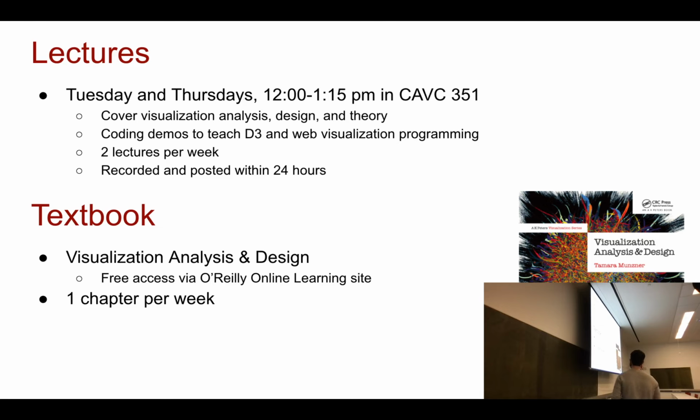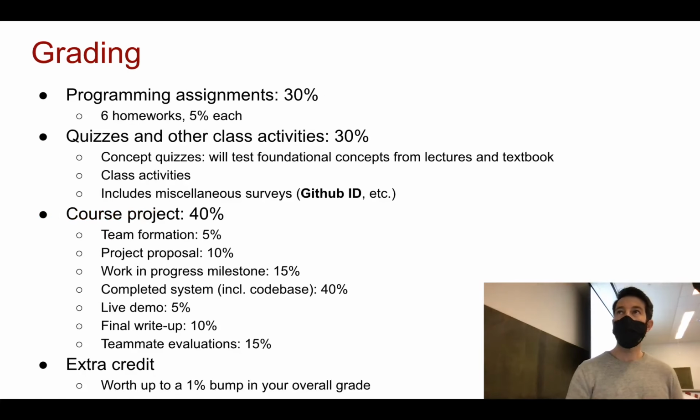Textbook. This is a really good introductory textbook, talking about some of the concepts and principles that underlie visualization. It's accessible online, and the syllabus tells you how to access it. There will be about one chapter per week that you can read. You can also buy it off Amazon if you want to get it that way, but it's free.